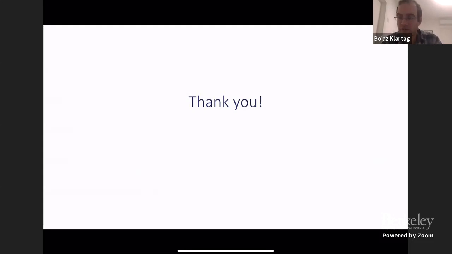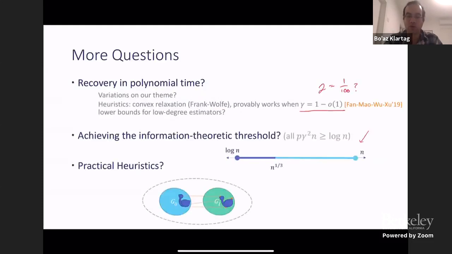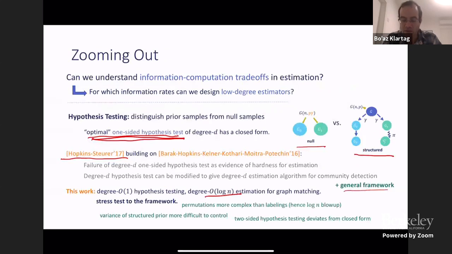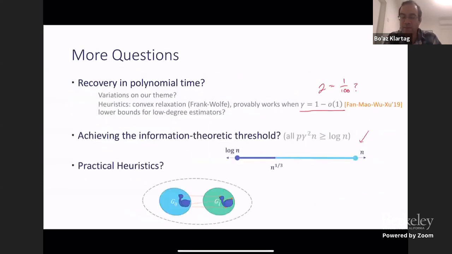I have a question, actually, even two questions. The first question is about this recovery in polynomial time. I mean, no, not really polynomial. So your algorithm works in n to the log n. Now, suppose you want to improve it to n to the power epsilon log n.